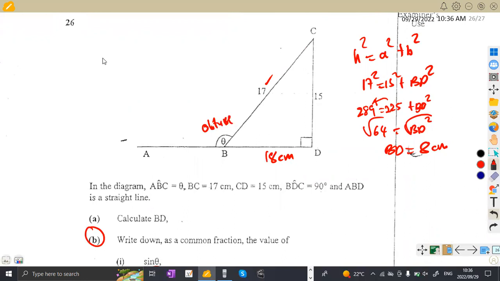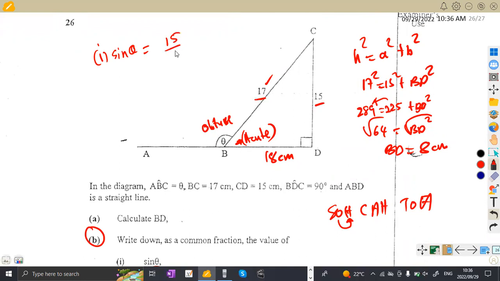Guys, I told you that for sine theta, if it is an obtuse angle, it is the same as the sine of the acute angle, which is this one inside the triangle. This is our acute angle, this one. So remember sine from your SOH CAH TOA. Sine is opposite over hypotenuse. The sine theta is opposite over the hypotenuse. So it's 15/17.